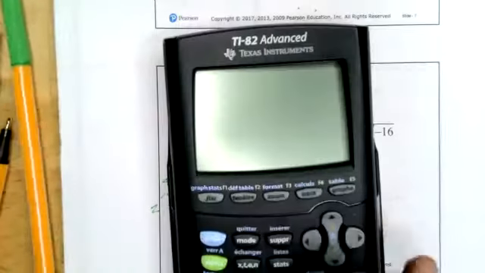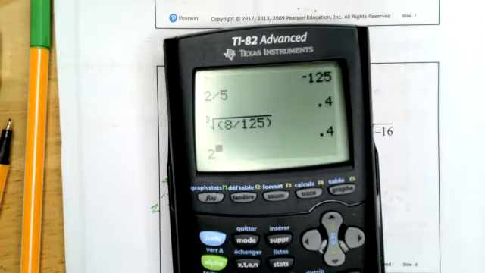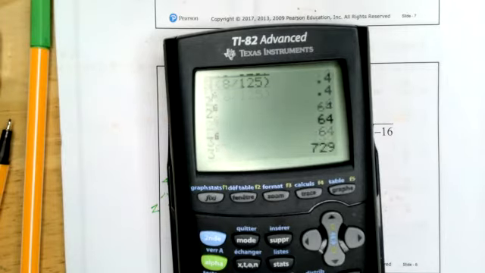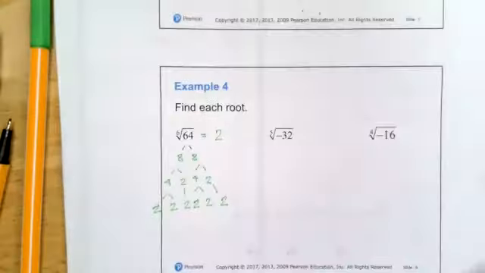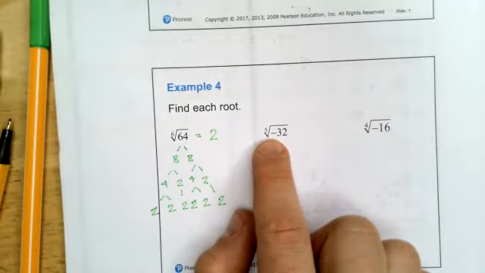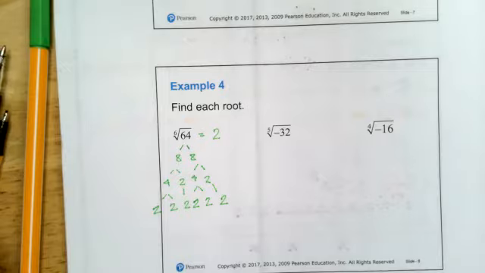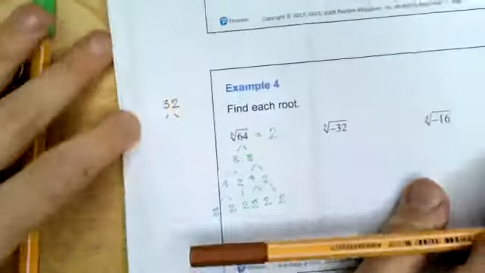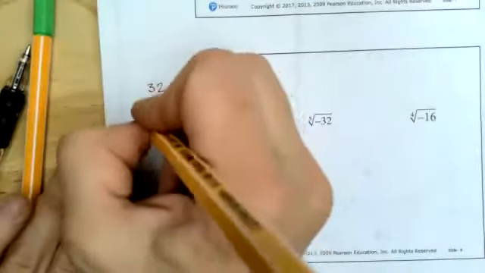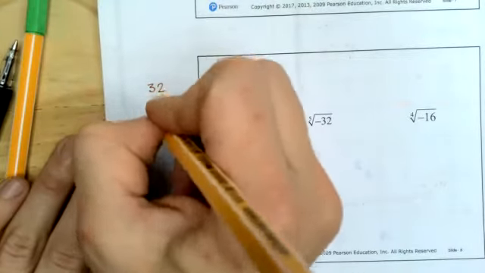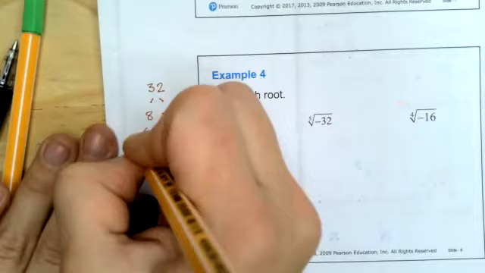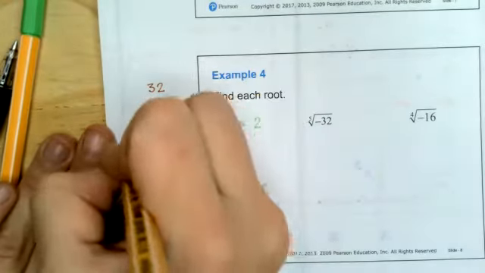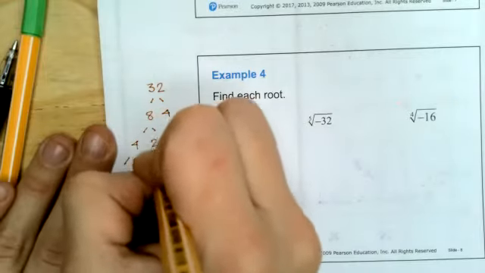Or you can just start finding 6th roots, right? 2 to the 6th, 3 to the 6th, and so forth. The 5th root of negative 32. Good. So if we factor tree 32, it's whatever comes to your mind. It might be 2 and 16. It might be 8 and 4, right? Either one is okay. 8 becomes 4 and 2. 4 just becomes 2 and 2.